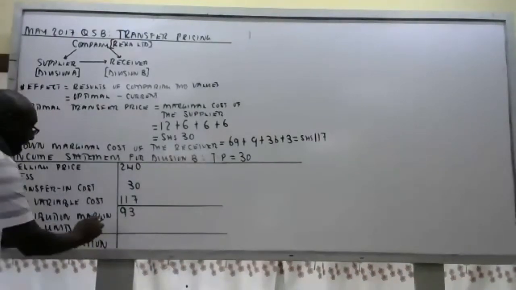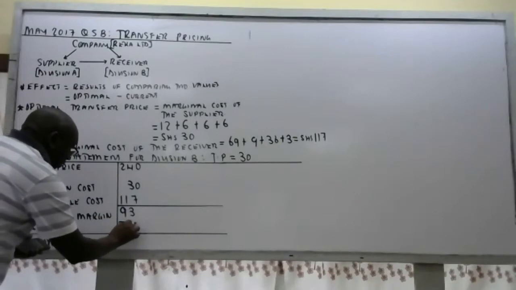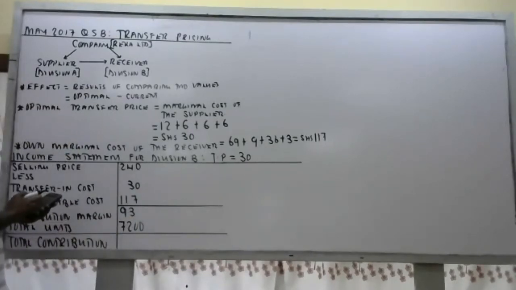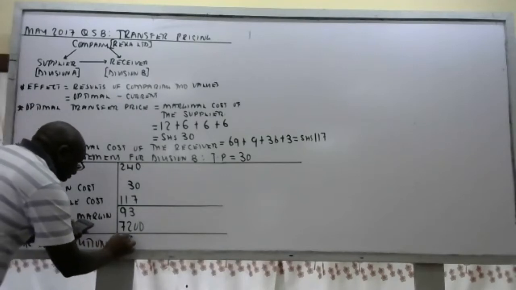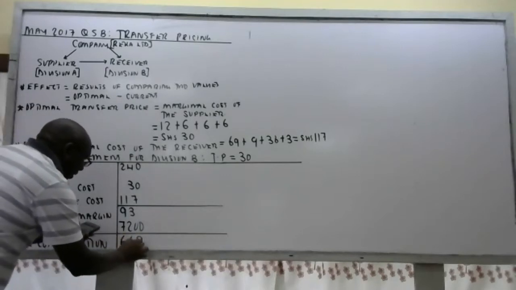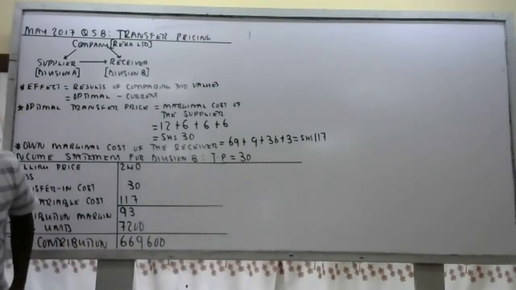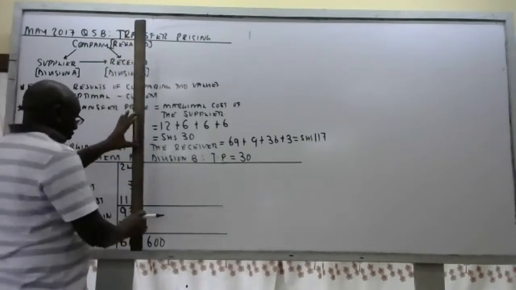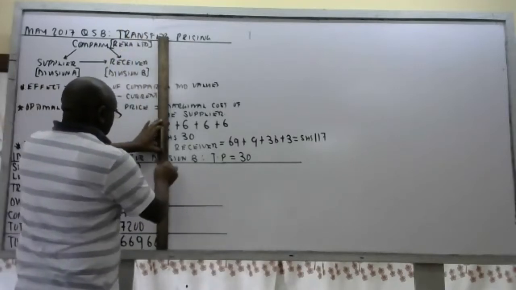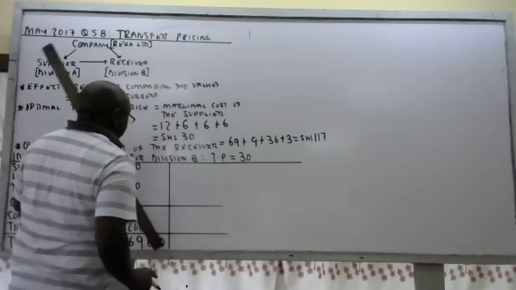And the units are 7,200. So if you multiply by 7,200, you record 669,600. That is what you record as the contribution.